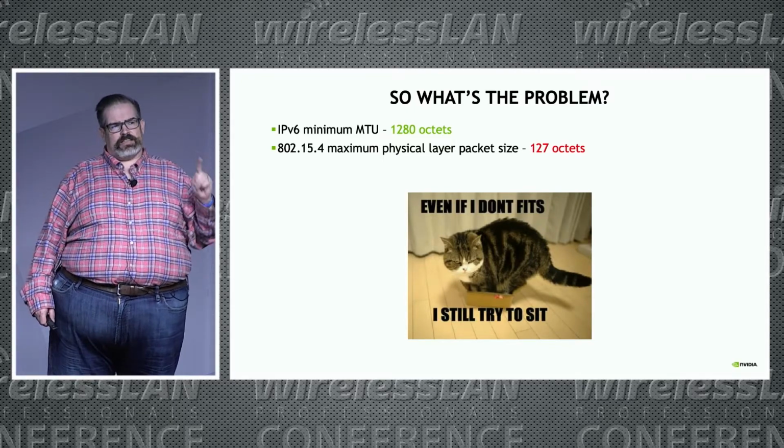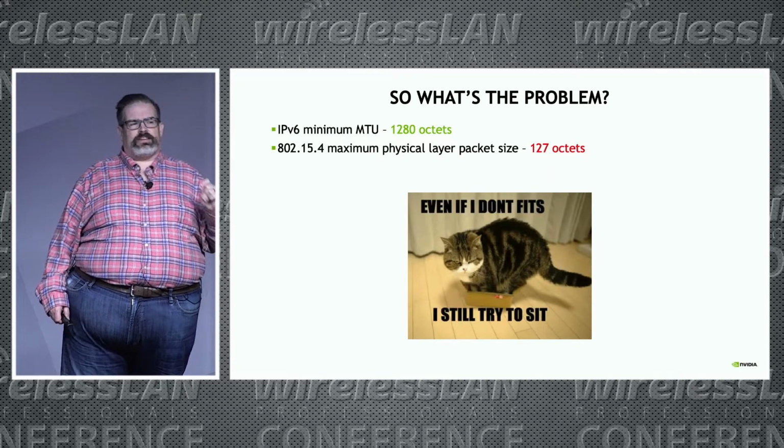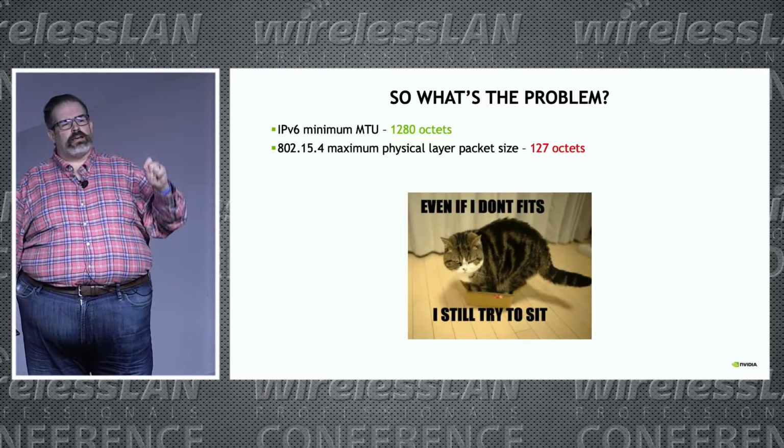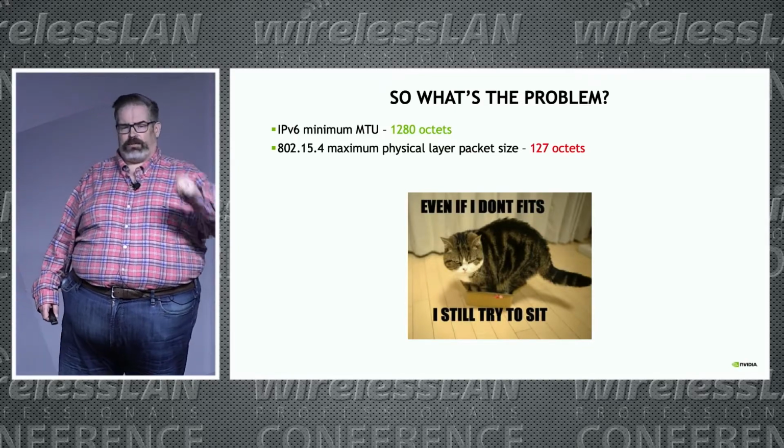Okay, great. So is there any problems? Well, the IPv6 minimum MTU is 1280 octets, and the 802.15.4 maximum physical layer packet size is 127 octets. So much like me trying to fit into a coach airline seat, that's not going to fly.